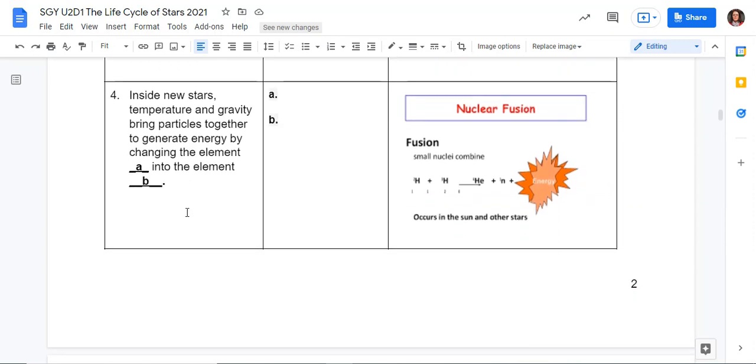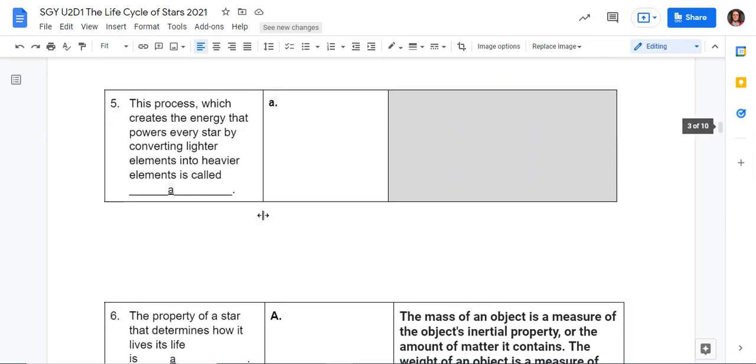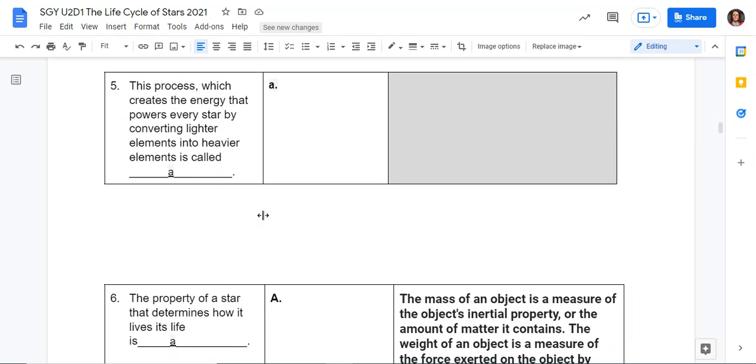Number 4, inside new stars, temperature and gravity bring particles together to generate energy by changing the element hydrogen into the element helium. As you can see on the right-hand side, this is nuclear fusion, and this is the process that our sun undergoes in its core. Hydrogen plus hydrogen equals helium plus energy. This process, which creates the energy that powers every star by converting lighter elements into heavier elements, is called fusion, nuclear fusion.